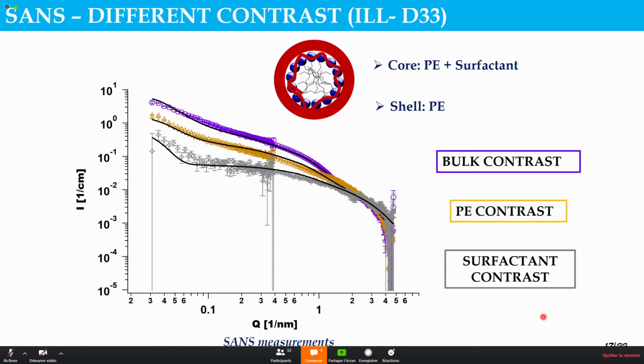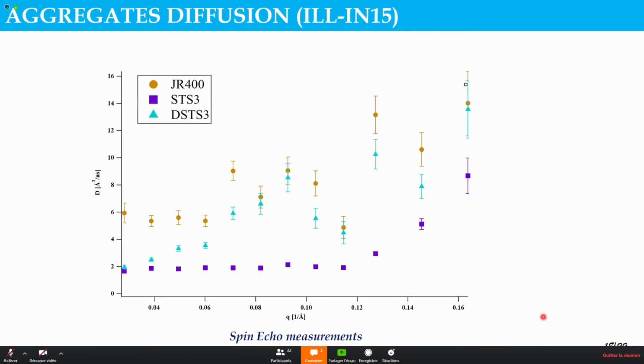But at this point, we can also get information about the diffusion of this aggregate. And if we want to see the diffusion of this aggregate, we need to have a look at the spin echo measurement. On the analysis of this data, we are working right now, so I can just give you qualitative information, not quantitative. But here, basically, we can see the diffusion of the polyelectrolyte, just the pure polyelectrolyte. When we work with the hydrogenated STS, we can see the diffusion of the aggregates.